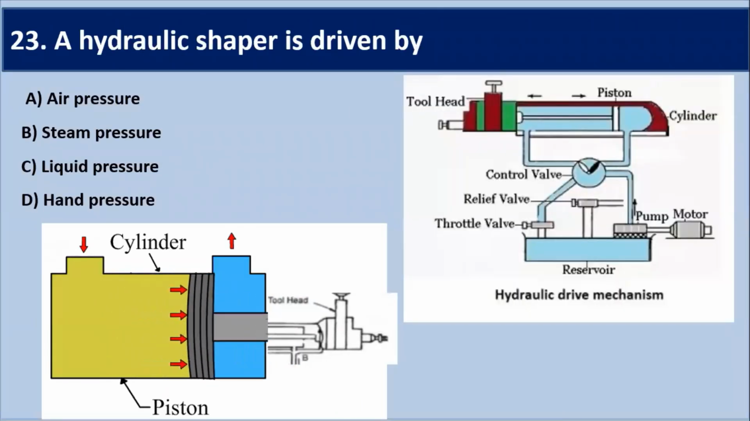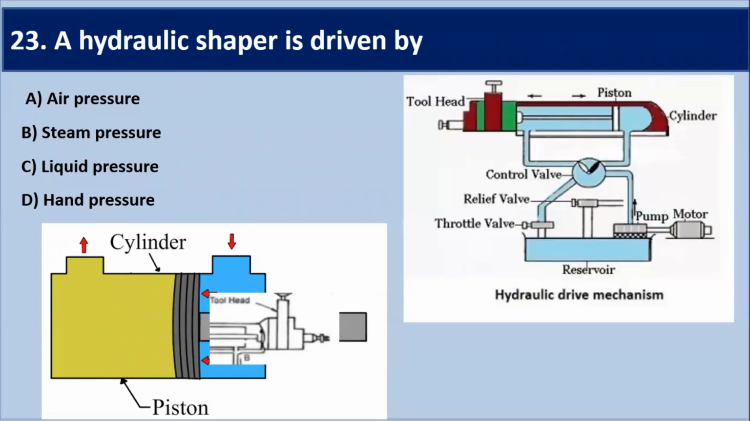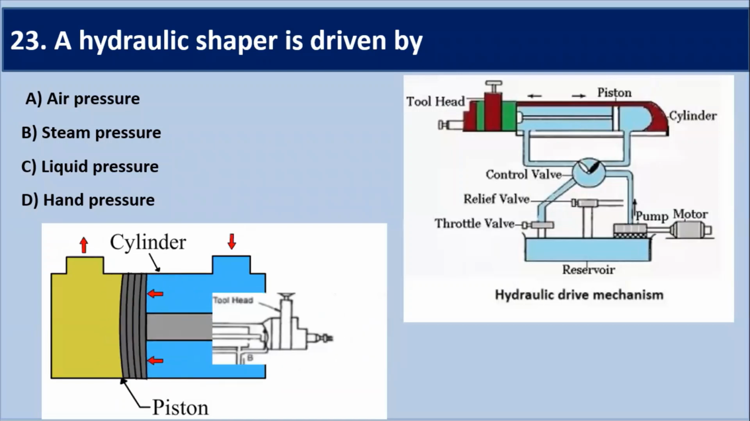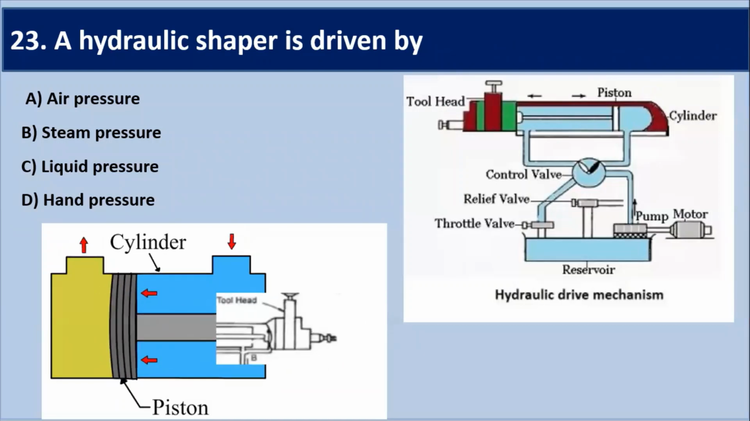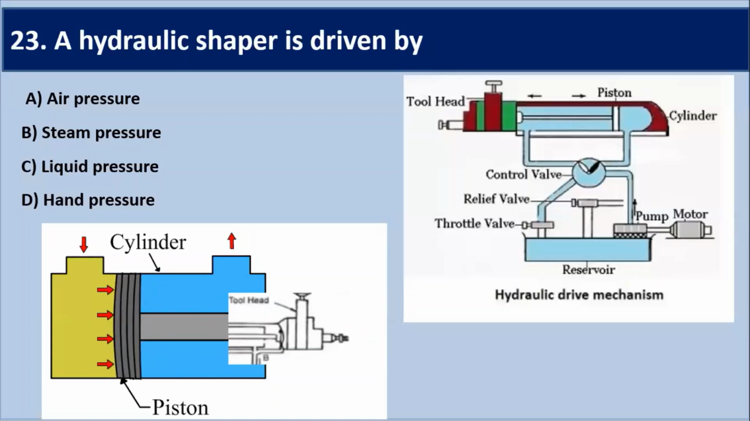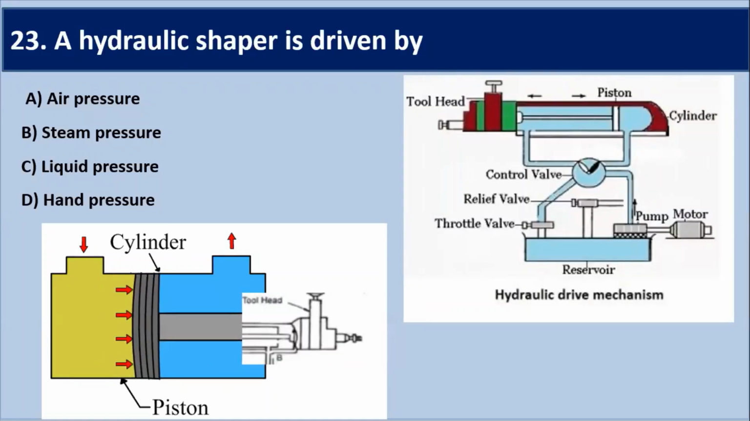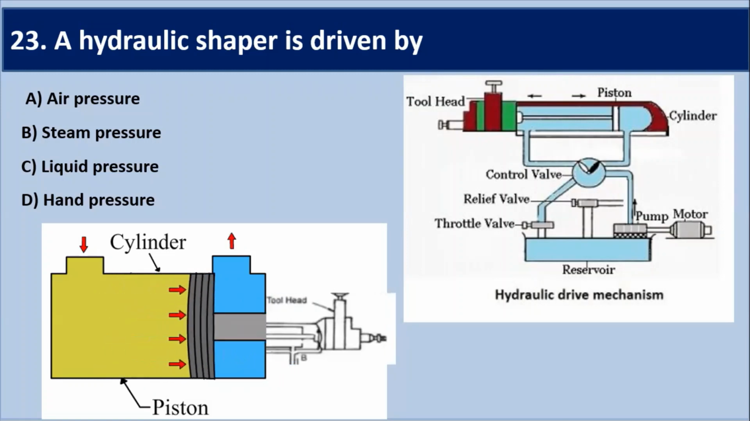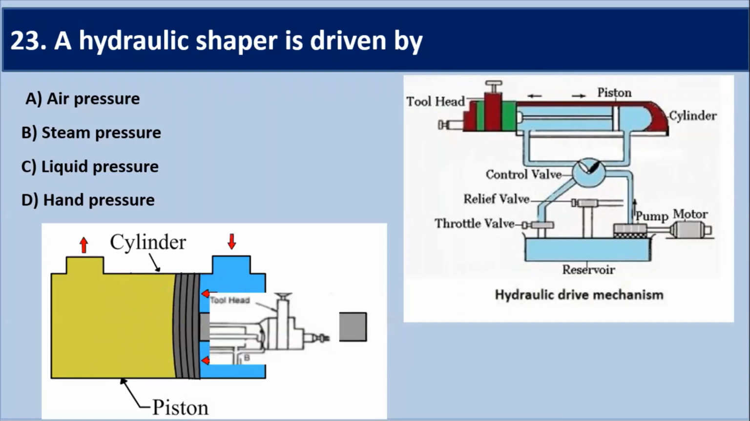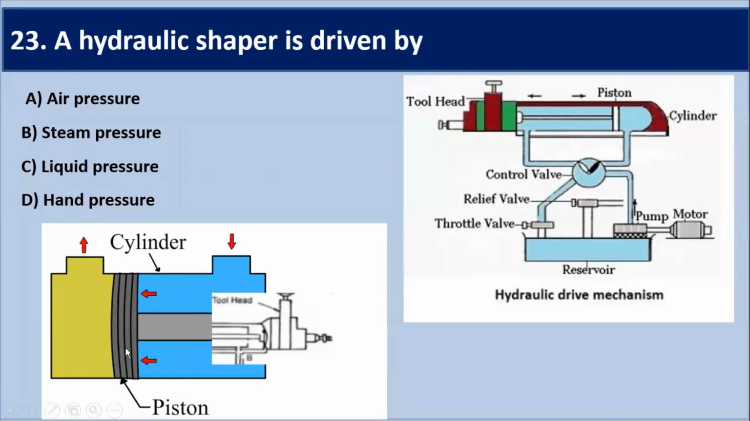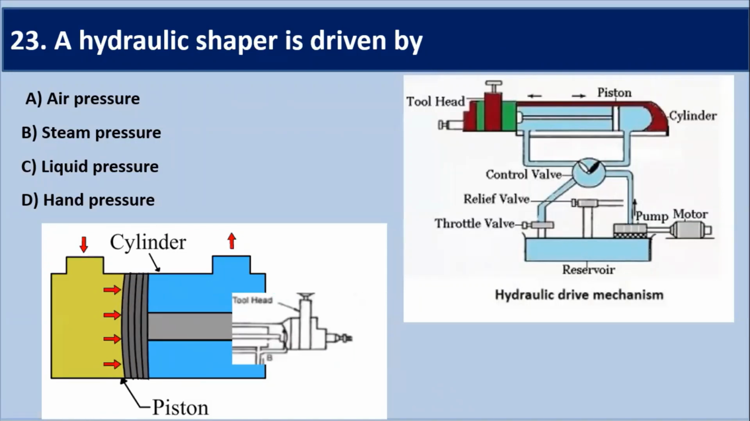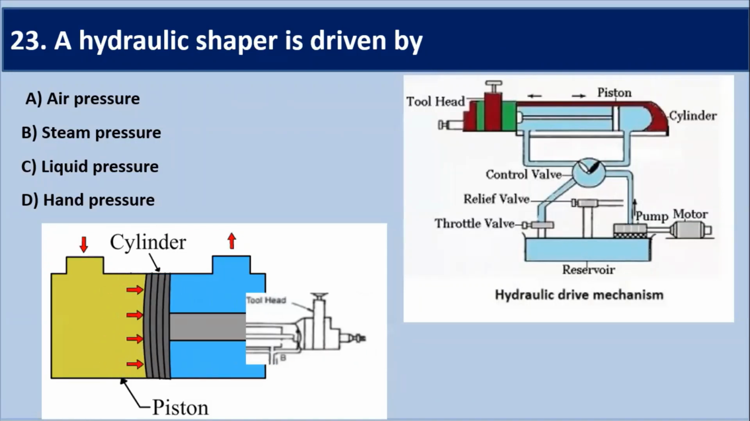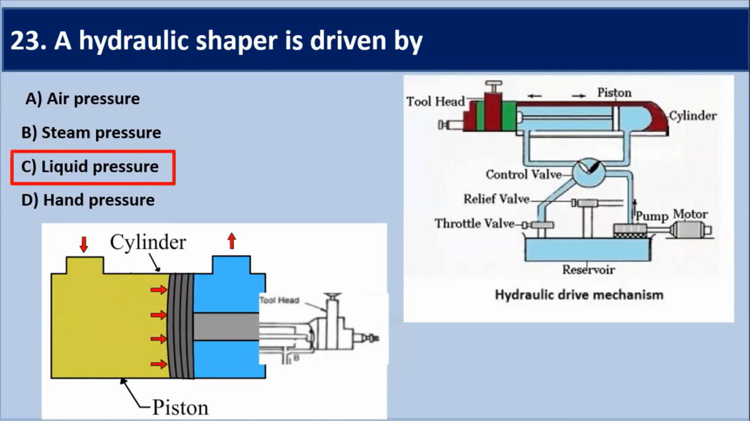The next is, the hydraulic shaper is driven by. So when the word hydraulic comes, it means that naturally we are talking about the liquid. So students, our answer is very clear: it is driven by liquid pressure by means of a piston and cylinder. I showed how the movement of the ram will take place with the piston and cylinder. Okay, so your answer is C, liquid pressure.